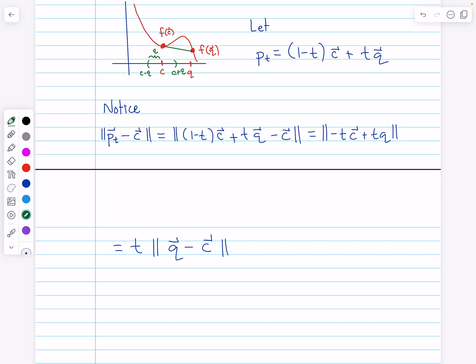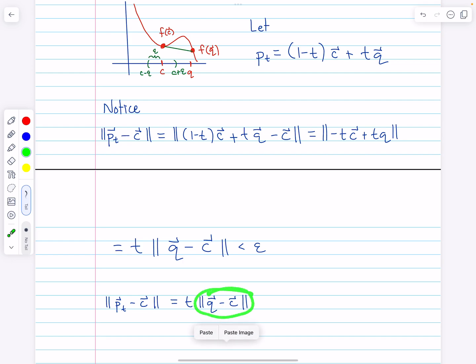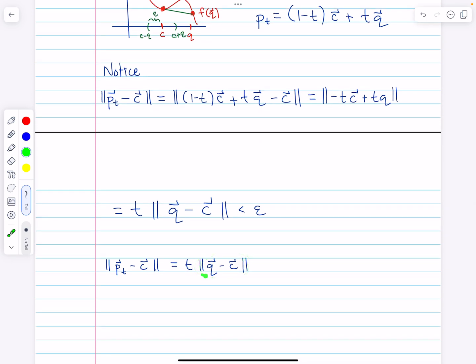Well, I can take epsilon to be as small as I want, but notice that no matter how small I pick epsilon, I can always pick t so that it's small enough so that this thing here is less than epsilon. Okay? In other words, because what I've just shown is that the distance between this point p sub t and the point c is just t times the distance between q and c. Okay? So this thing here is some fixed value. Okay? So maybe this is like 2.